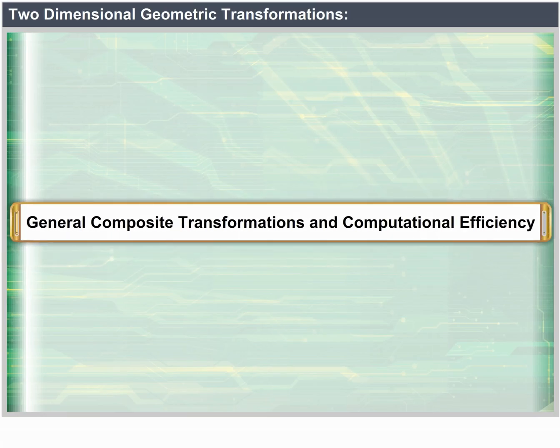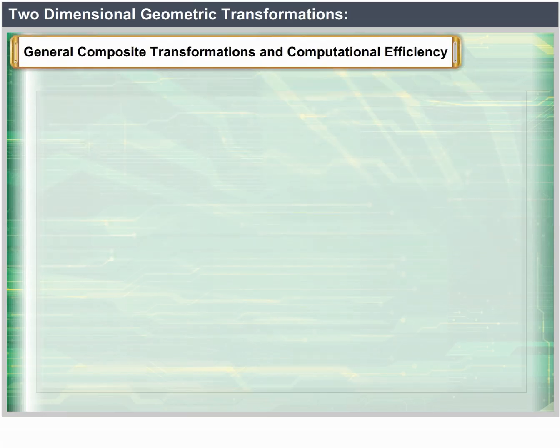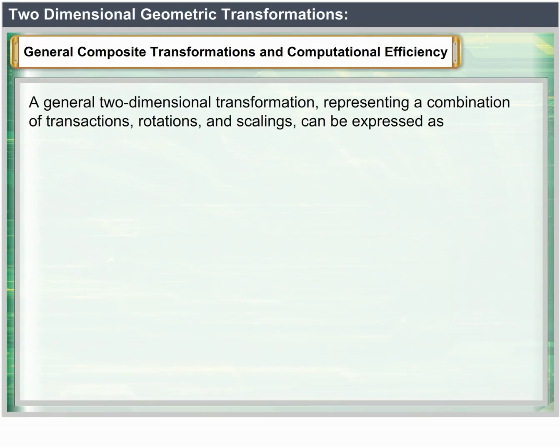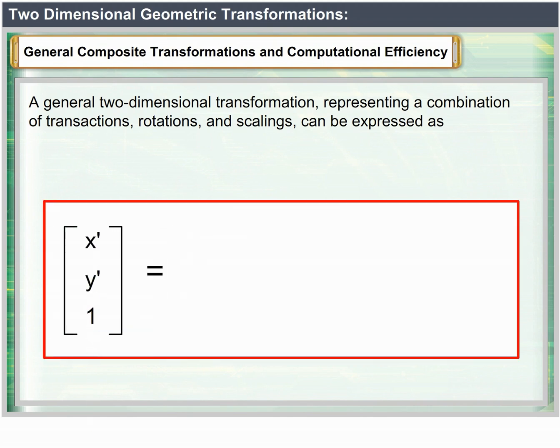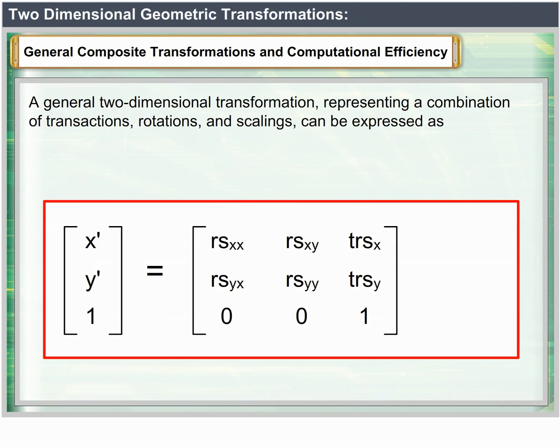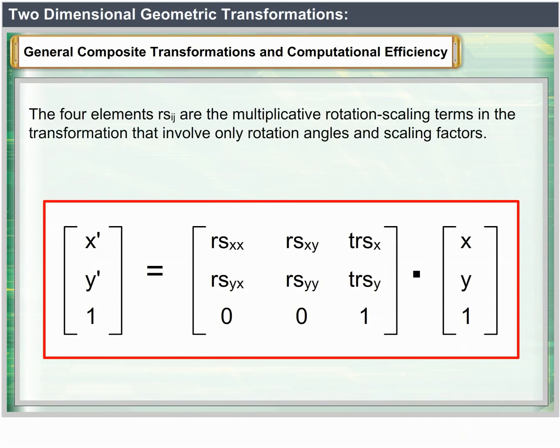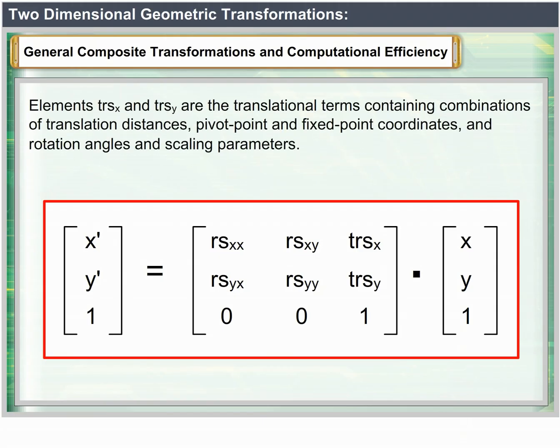General composite transformations and computational efficiency. A general two-dimensional transformation representing a combination of translations, rotations, and scalings can be expressed as shown on the screen. The four elements rs_ij are the multiplicative rotation-scaling terms in the transformation that involve only rotation angles and scaling factors. Elements trs_x and trs_y are the translational terms containing combinations of translation distances, pivot point and fixed point coordinates, and rotation angles and scaling parameters.